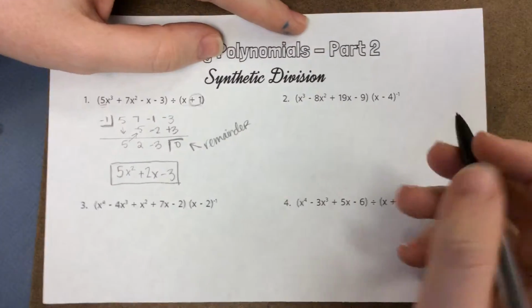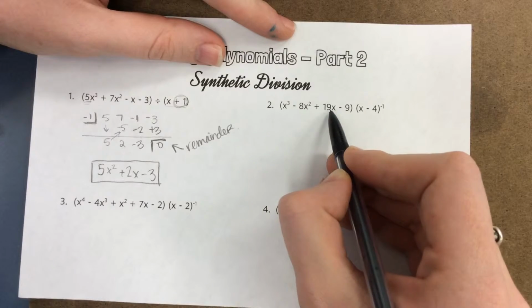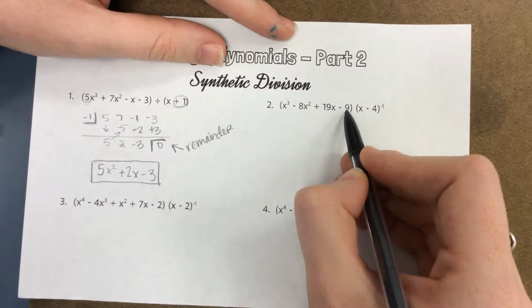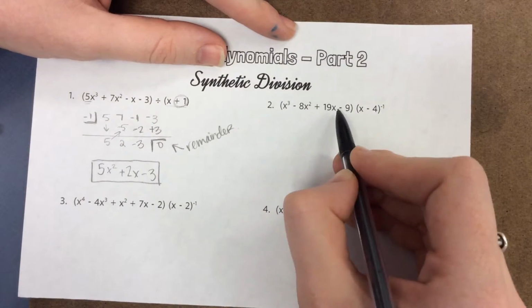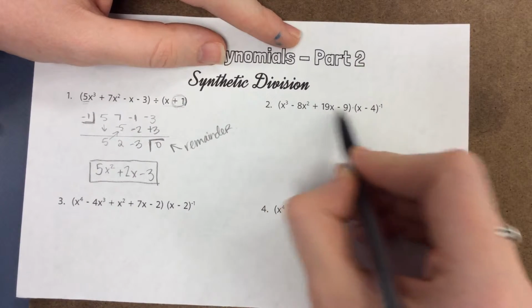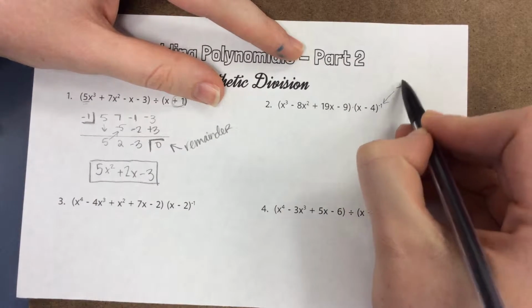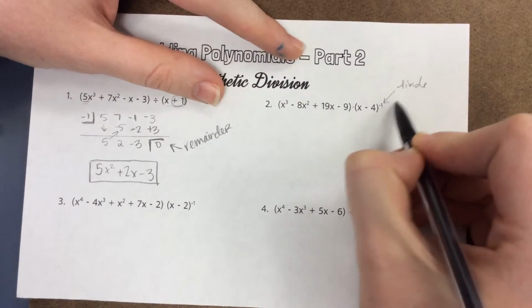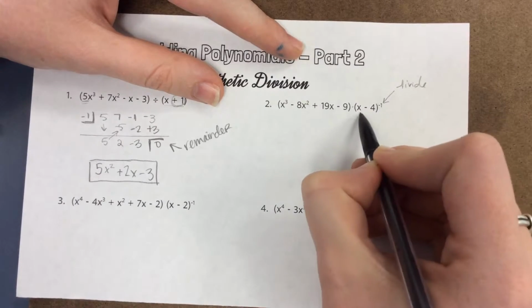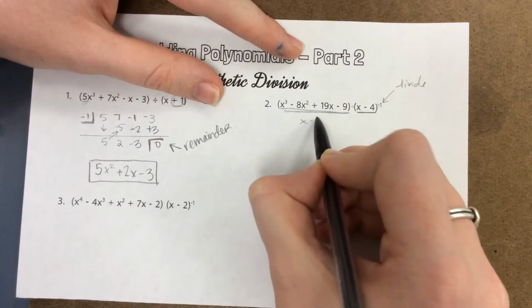Okay, let's try another one. Let's look at this one. Here we have x cubed, we have -8x squared, we have plus 19x, and -9. So our degrees are in decreasing order. We have this being multiplied by each other, but we have this to the negative first power. What the negative first power means is to divide by whatever that negative first power is being applied to. So this really means we're going to divide this whole thing by x minus 4.